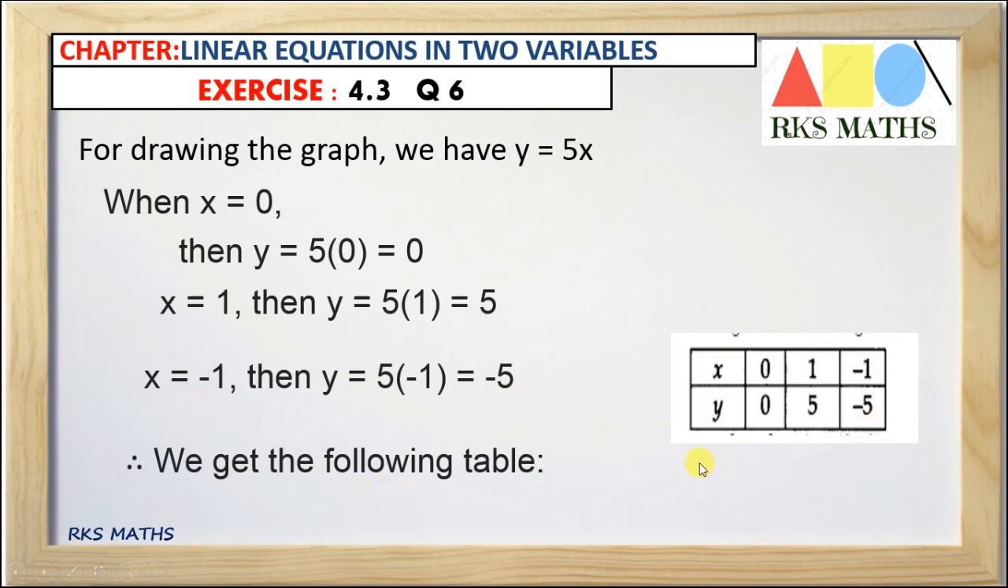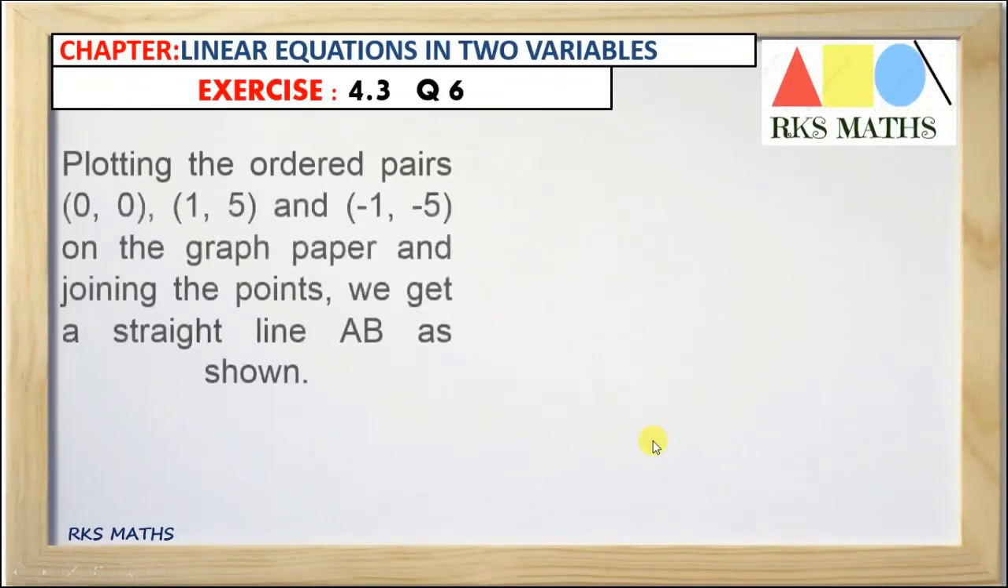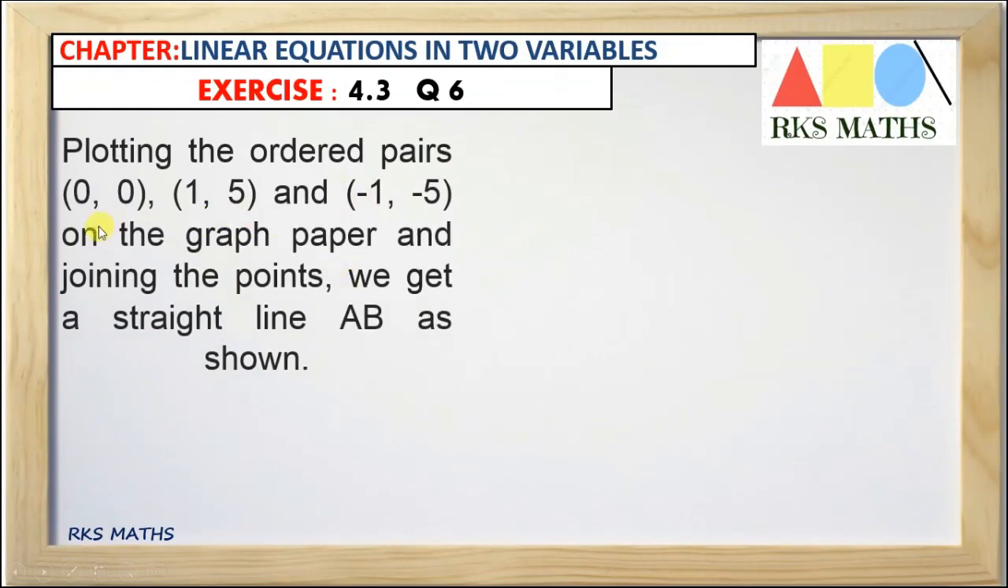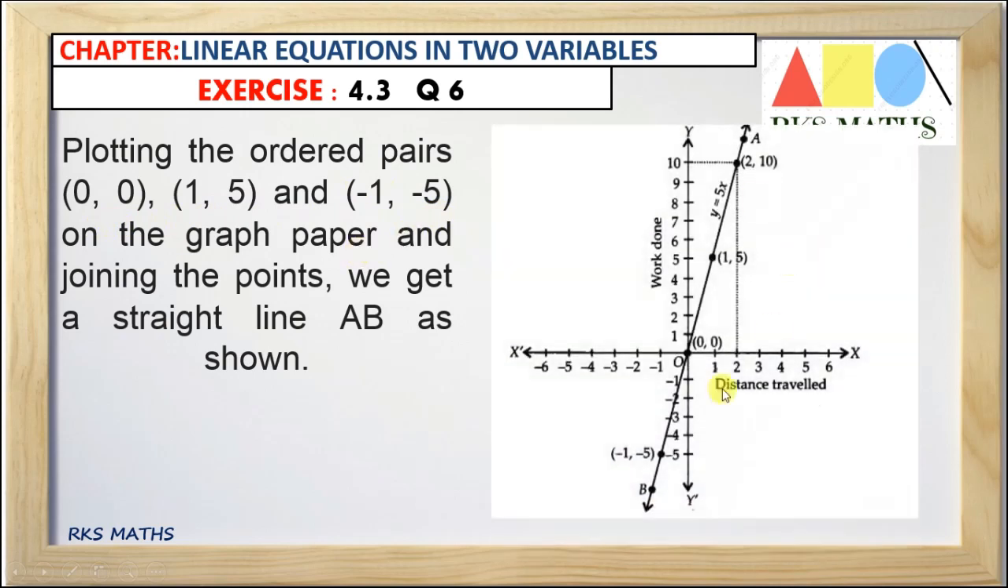So student, now in the next step, we will be plotting this graph. Plotting the ordered pairs (0, 0), (1, 5) and (-1, -5) on the graph paper, we will get this graph. Student, you have already learned how to draw the graph paper. That is the reason I have directly given here the graph of these ordered pairs.